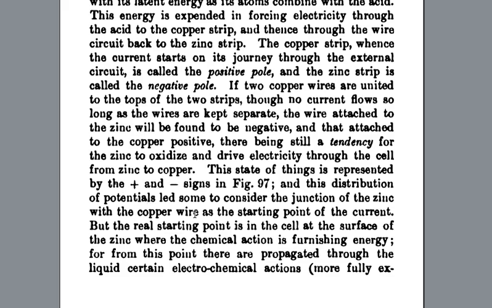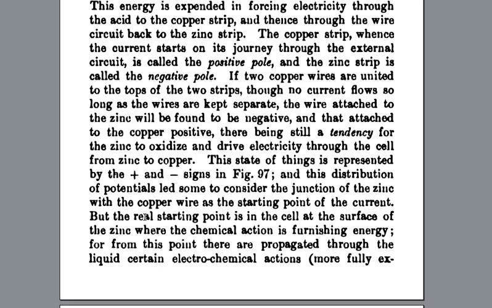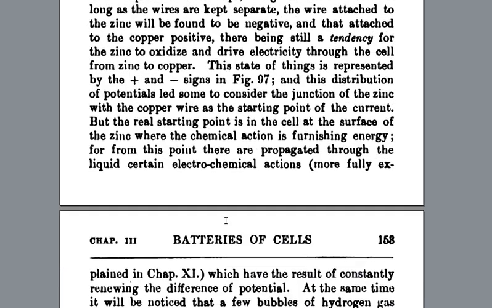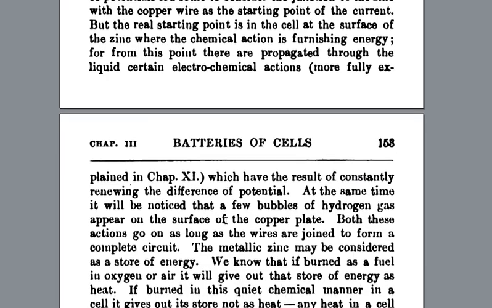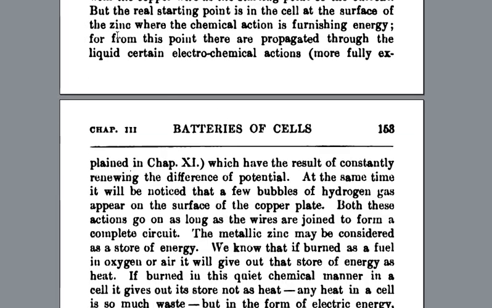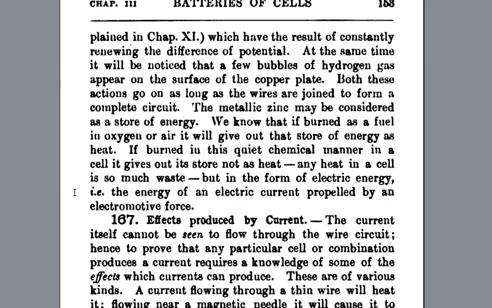This distribution of potentials once led some to believe that the junction of the zinc with the copper wire was the starting point of the current. However, the true starting point is at the surface of the zinc within the cell, where the chemical reaction generates energy. Electrochemical actions within the liquid continually renew the potential difference between the strips. At the same time, small bubbles of hydrogen gas appear on the copper strip. Both the dissolution of zinc and the generation of hydrogen bubbles persist as long as the circuit remains complete.